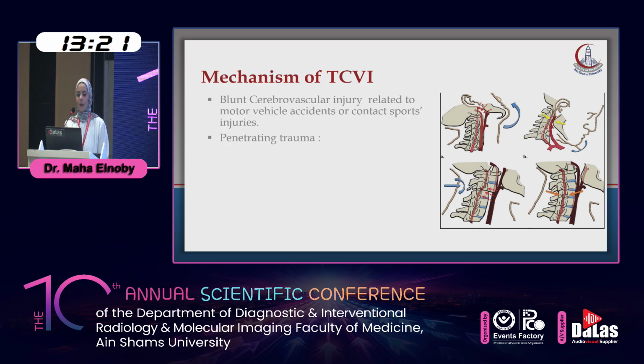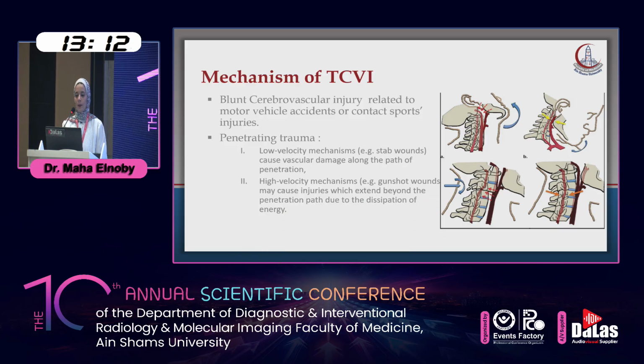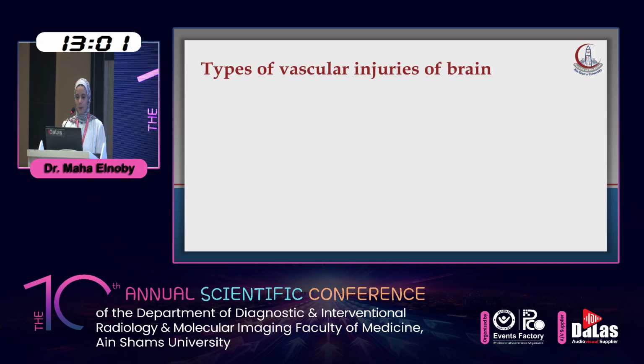Number 2, penetrating trauma. It's less frequent, but it's more dangerous. Penetrating trauma can be low velocity or high velocity. Low velocity mechanisms such as stab wounds cause vascular damage along only the path of the penetration, while high velocity such as gunshot wounds may cause injuries which extend beyond the penetration pathway.